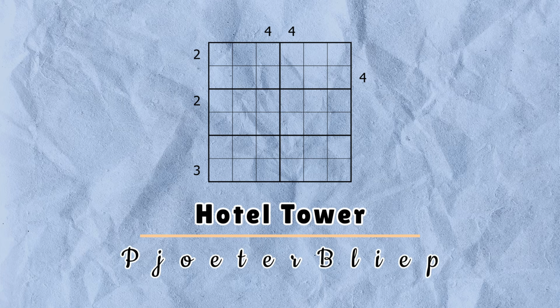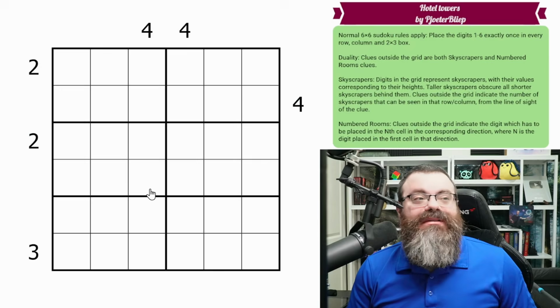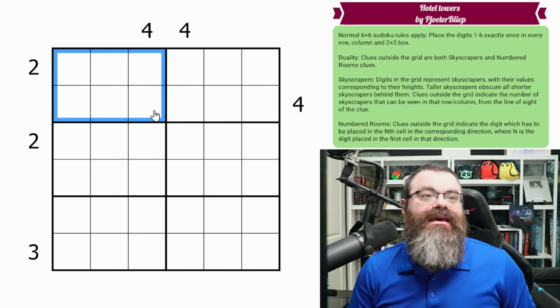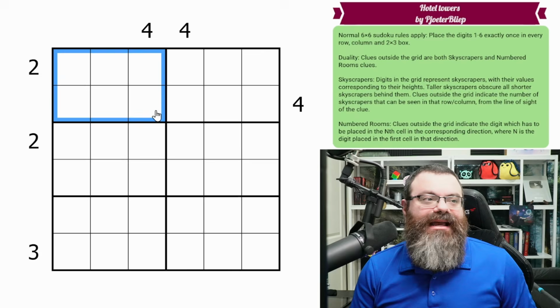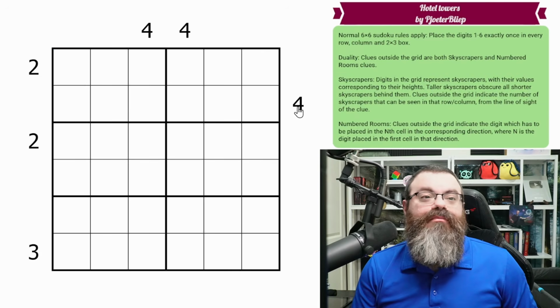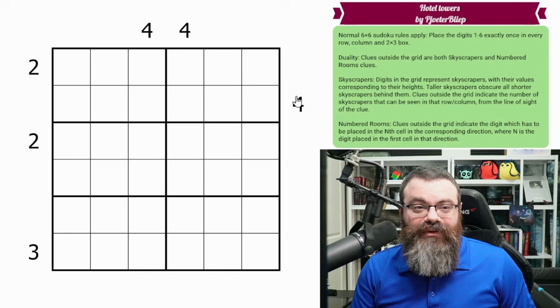Hello, let's continue our Sudoku adventure with Hotel Towers by PjoeterBliep. So we have normal 6x6 Sudoku rules. That means in each row, each column, and each 2x3 box, we are placing the digits 1 to 6 exactly once each. This is duality clues, so the clues outside the grid are both skyscrapers and numbered rooms.